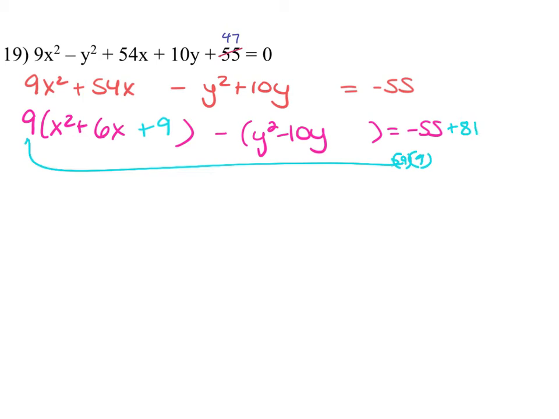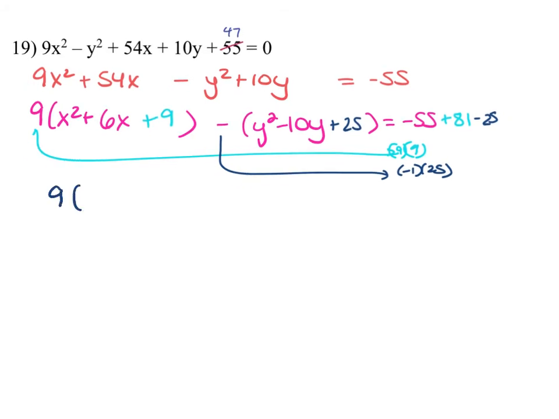Repeat the process for the y. 10 divided by 2 is 5. 5 squared is 25. Add that here. Take the 25 and multiply it times the negative that's on the front, so I'm subtracting 25. So negative 55 plus 81 minus 25 becomes 1, right? Oh, this is why I changed it. So I get here minus (y minus 5) squared equals 1. And that would actually be your standard form.